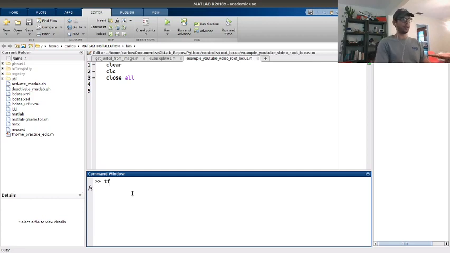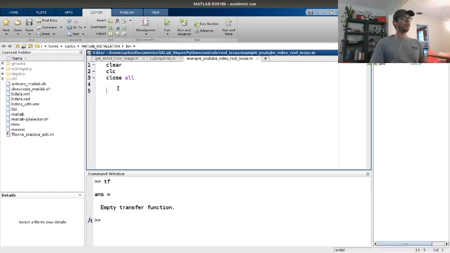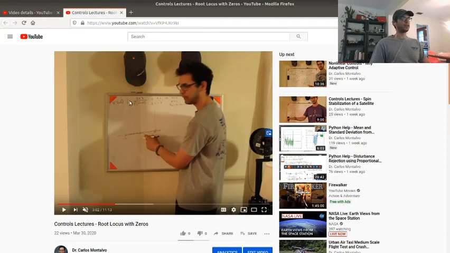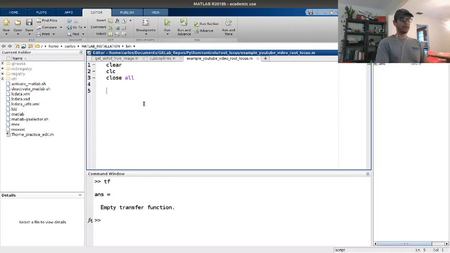In order to make sure you have the Control System Toolbox, just type in tf into Matlab. And if it throws an error, it means you don't have it. And if it just gives you an empty transfer function, then it means you have it. So what we're going to do is build this transfer function here, (s plus 3) over s squared (s plus 10). I want to build this in steps. So I actually want to make the plant just 1 over s squared.